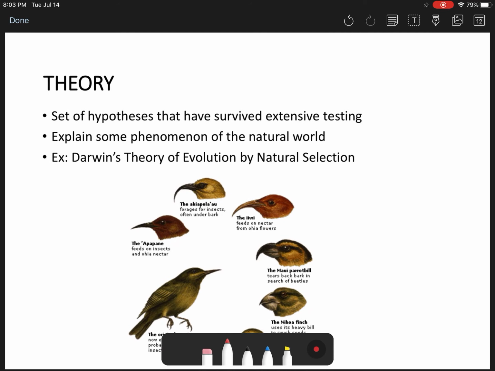And if you have a set of hypotheses that have survived extensive testing, sometimes they can become what we call a theory. And that just explains some phenomena of the natural world. When we get to the evolution unit, we'll be talking about Darwin's theory of evolution by natural selection. That's a theory, an explanation that has survived many, many, many people testing the same thing and getting similar results.